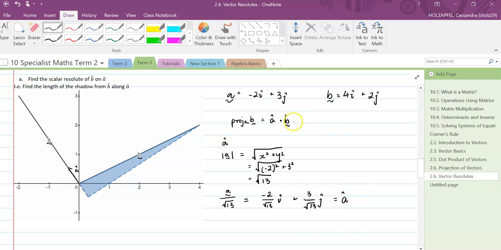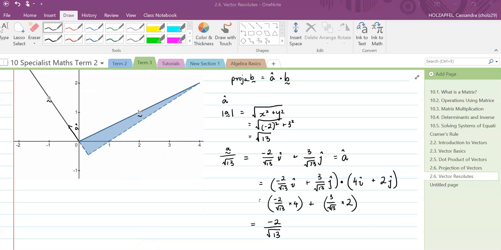Now we can substitute this back into our shadow formula or our projection formula. Since this is already in component form, we're going to find the multiple of the x components and add that to the multiple of the y components. The length of our line is going to be equal to negative 2 over root 13. So again, the reason that this is negative is because this shadow is acting in the opposite direction to our vector A. And we kind of thought that was going to be the case, because if we were to imagine our torch coming from here and the shadow coming down here, or the light source I should say coming down here, it makes sense that that shadow is acting in the opposite direction.